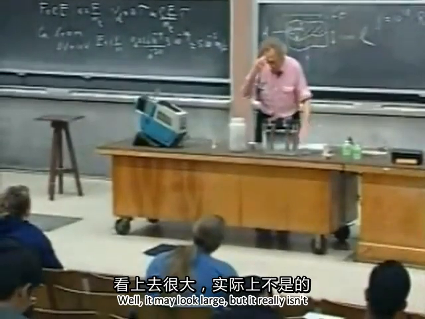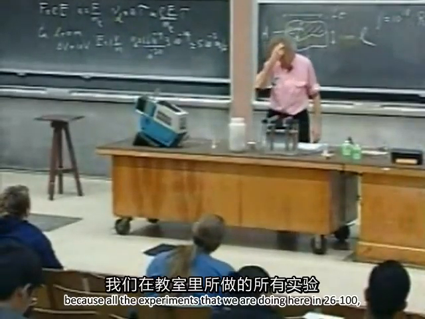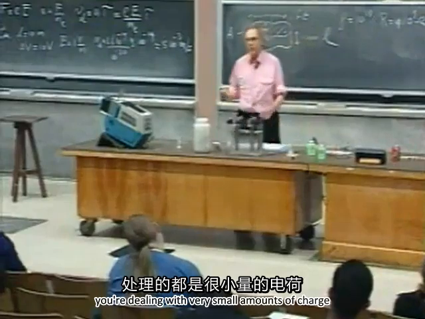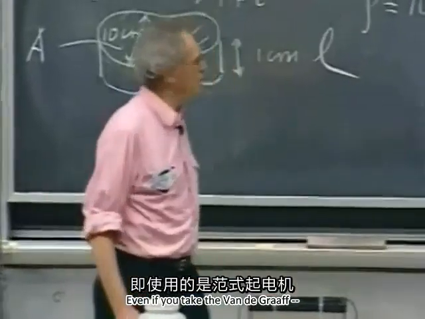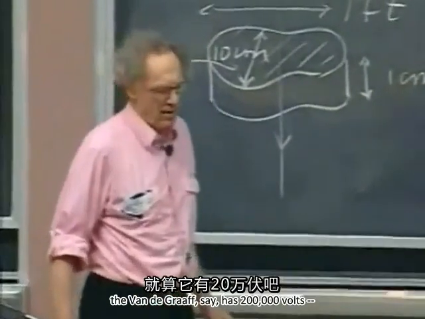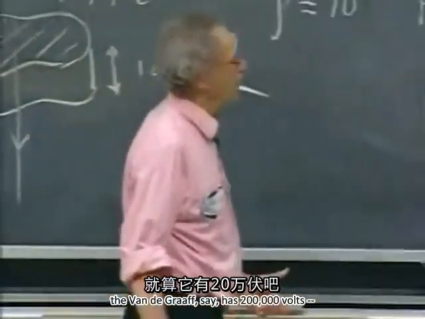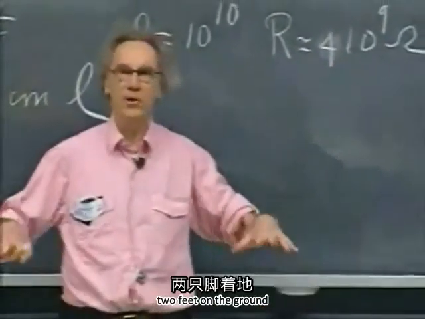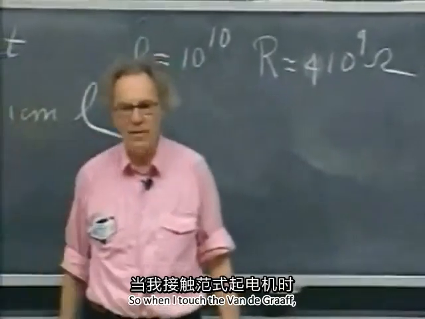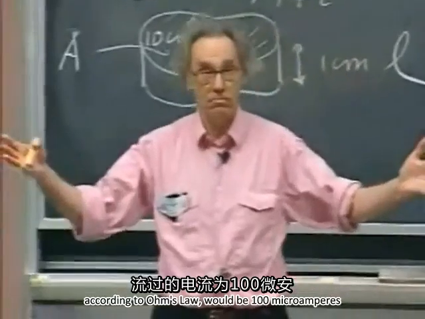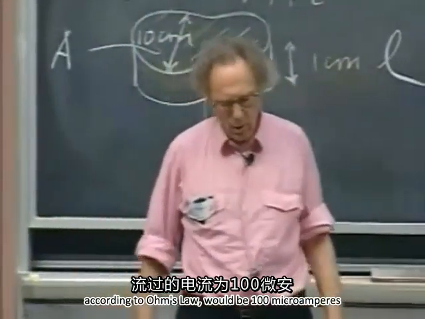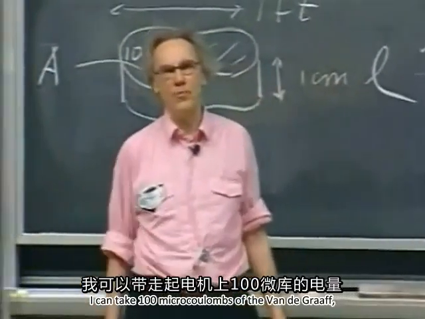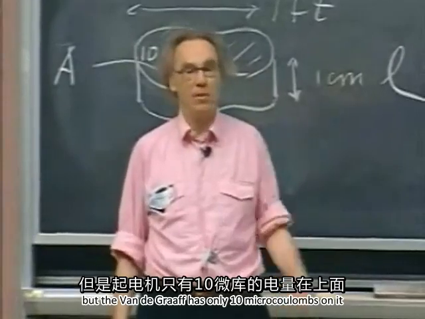Well, it may look large, but it really isn't, because all the experiments that we're doing here in 8.02, you're dealing with very small amounts of charge. Even if you take the Van de Graaff, say, it has 200,000 volts. And let's assume that my resistance is 2 times 10 to the 9 ohms, 2 feet on the ground. So when I touch the Van de Graaff, the current that would flow, according to Ohm's law, would be 100 microamperes. That means in 1 second, I can take 100 microcoulomb off the Van de Graaff, but the Van de Graaff has only 10 microcoulomb on it.